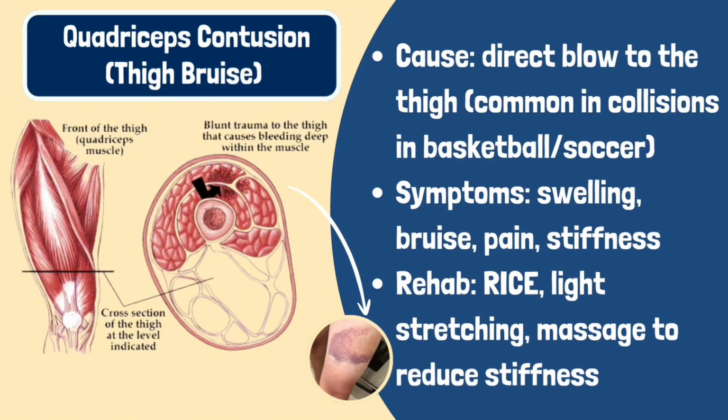So to prevent this, wear thigh pads in contact sports, strengthen quadriceps to absorb impact better, and use proper technique when colliding or tackling. Though it sounds minor, if ignored, a quadriceps contusion can lead to serious complications like muscle hardening.